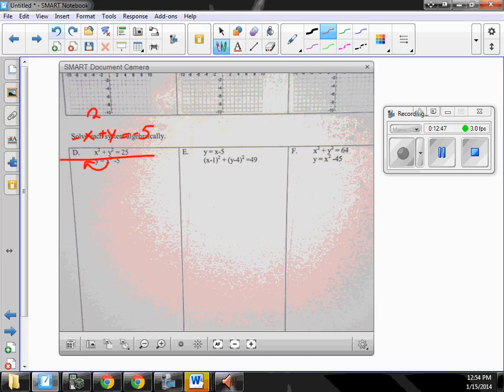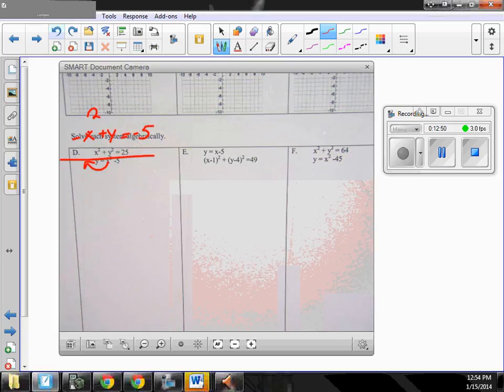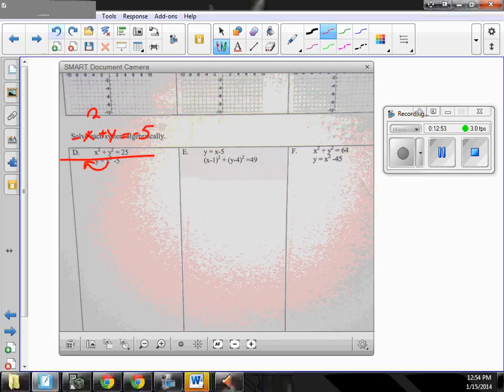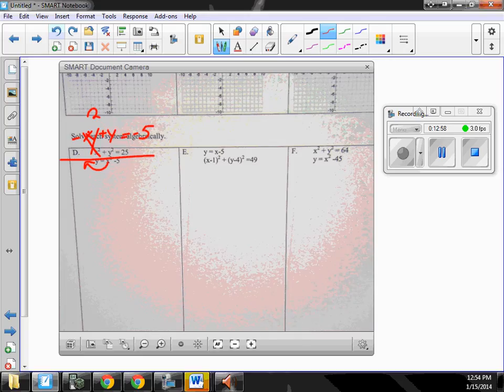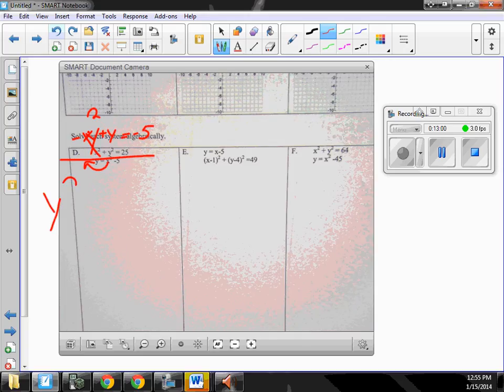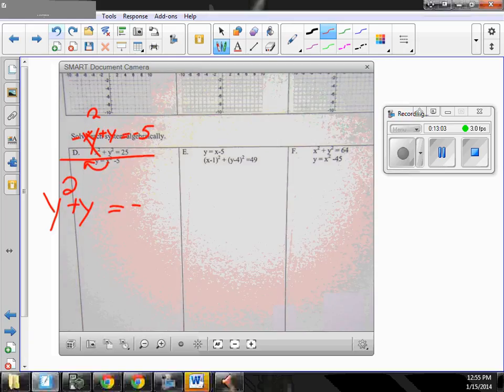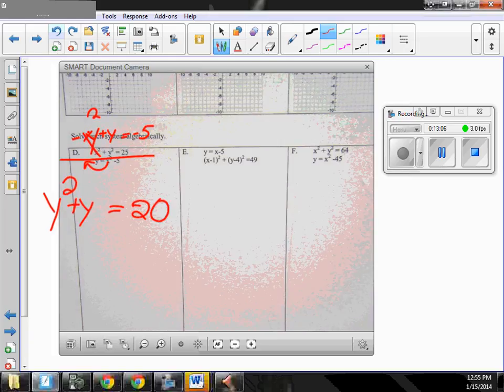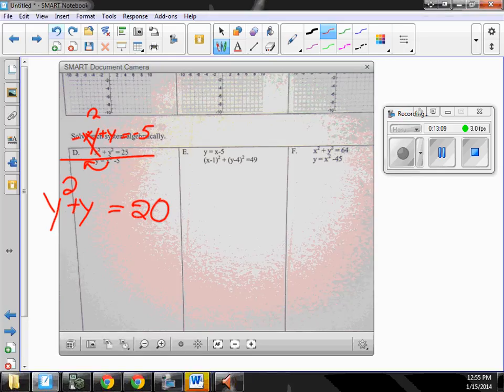So now I add vertically. Negative x squared and positive x squared cancel. That's what I wanted. What is y plus y squared? Y squared plus y? Y squared plus y equals 20, just regular 20. Okay. Now what do I want to do? Well, if it just had a single y, I would solve for y. But it's a y squared. So how do you solve if there's a y squared?